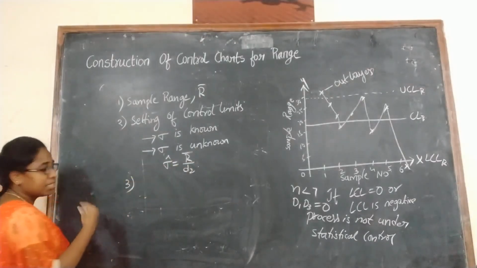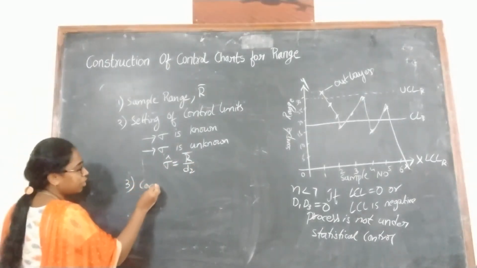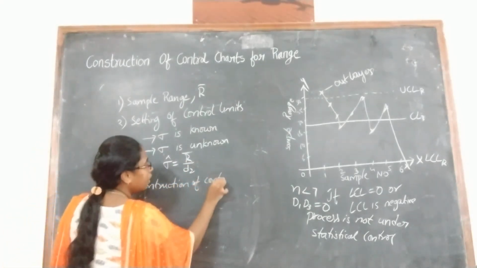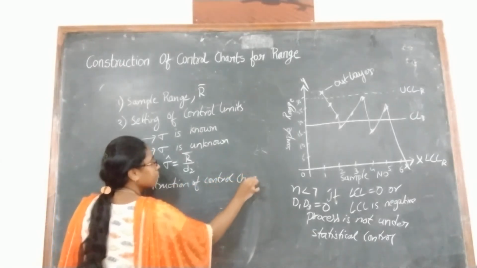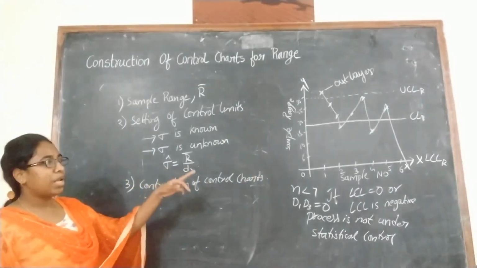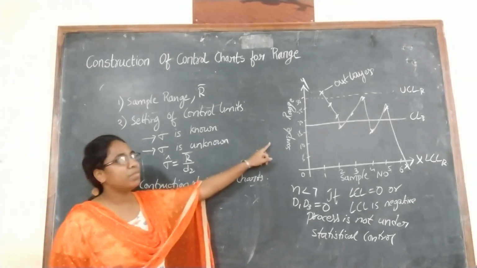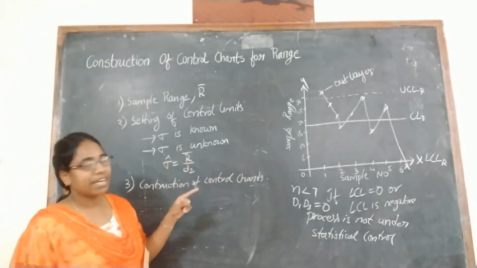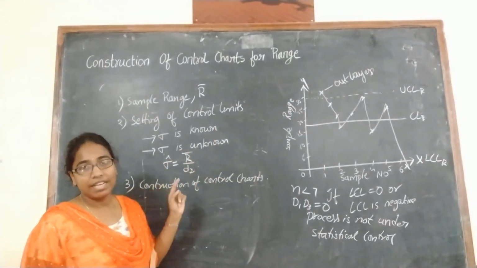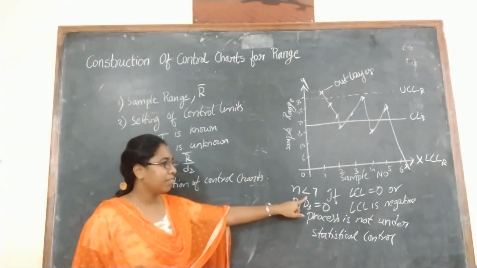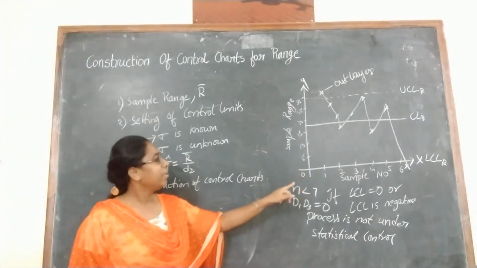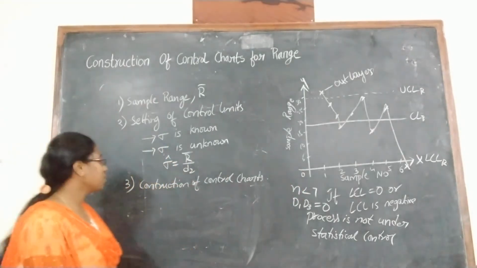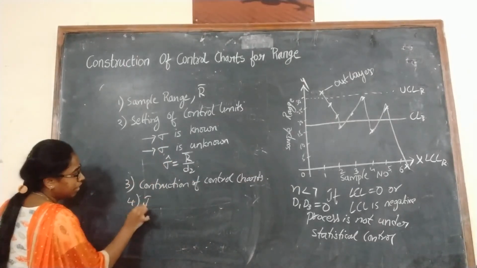Next, the third step is construction of control charts. So by taking the sample observations on x-axis and the sample range on y, we will be constructing our chart. UCL and LCL are the dotted lines and the CL is a dark line. If n value is less than 7, the LCL will be 0, and even if the LCL is negative, the LCL will be considered as the x-axis only. And at the last, we will do the interpretation.